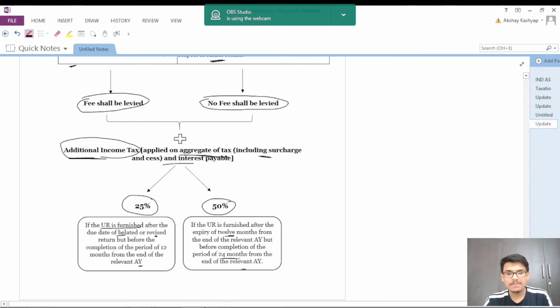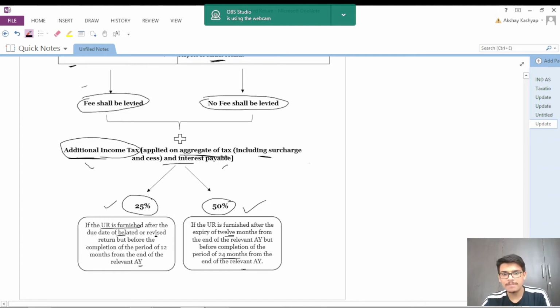So if you file an updated return during the last 12 months of the due date of the period of filing an updated return, then your additional income tax rate shall be 50%. But if you file the updated return after the due date of belated or revised return, but before the completion of the period of 12 months from the end of the relevant assessment year, the additional income tax rate would be 25%.